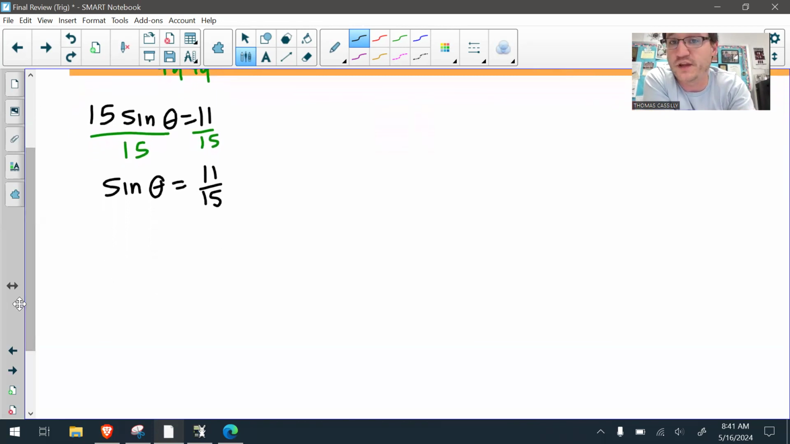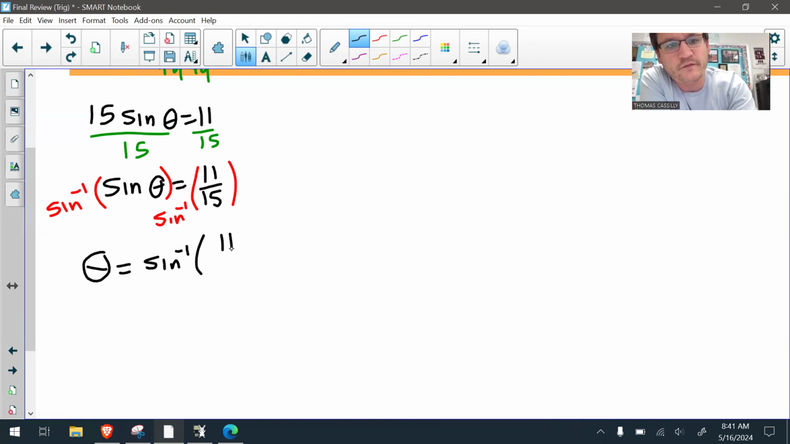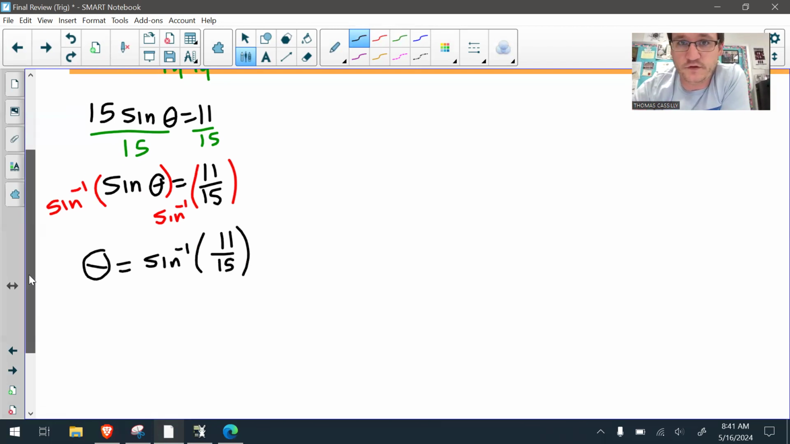All right, now this is where we get into the trig component. We have to take the inverse sine of both sides because we are trying to solve for theta. So the inverse sine and the sine cancel out. We're going to be left with theta equals the inverse sine of 11/15. Right? Now, we need to have two answers here.